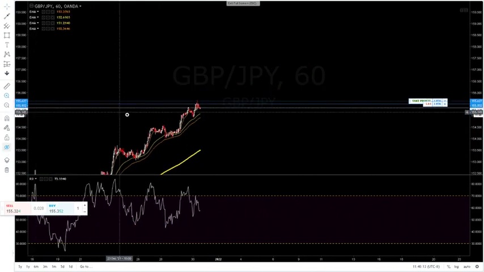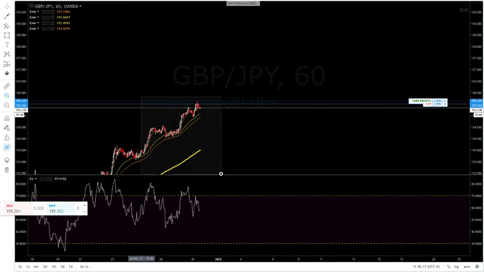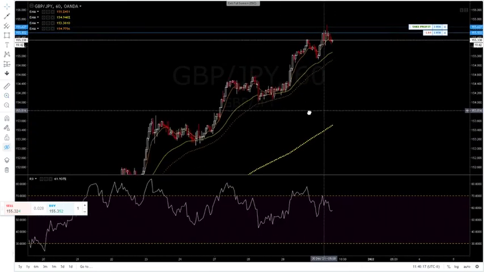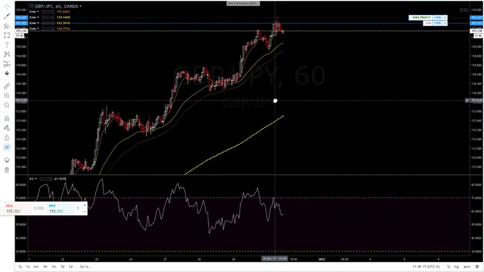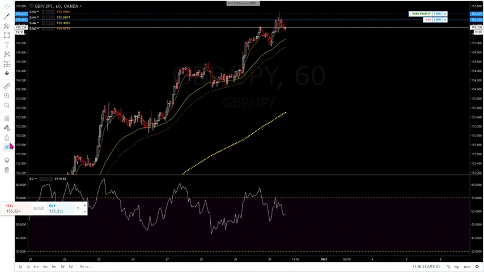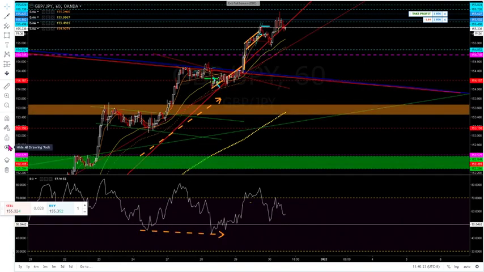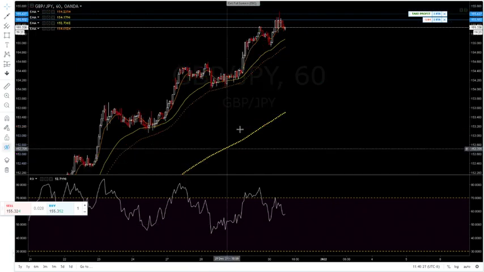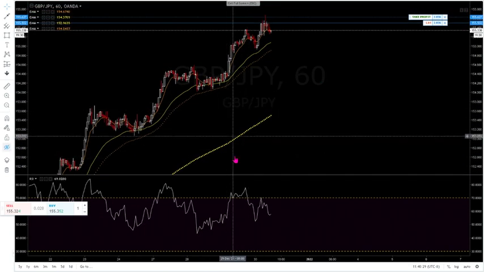Let me see if I see anything else. Yeah, this hidden divergence is like a game changer, you know. So right here again.